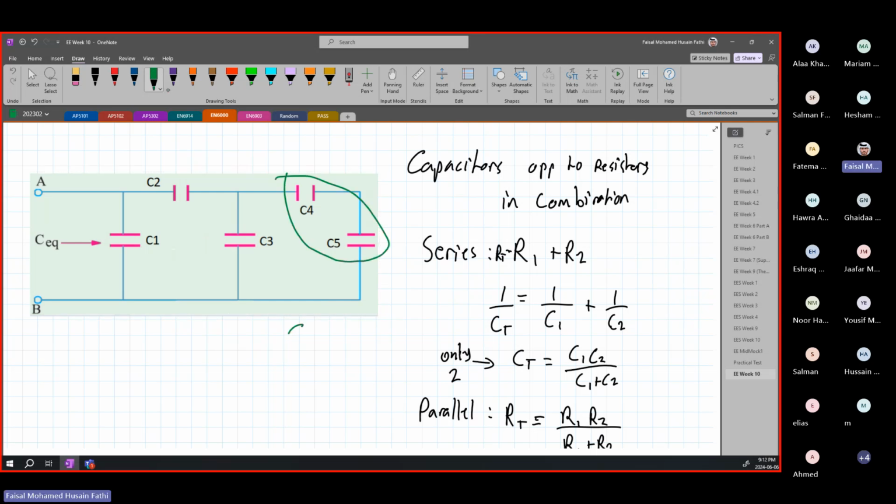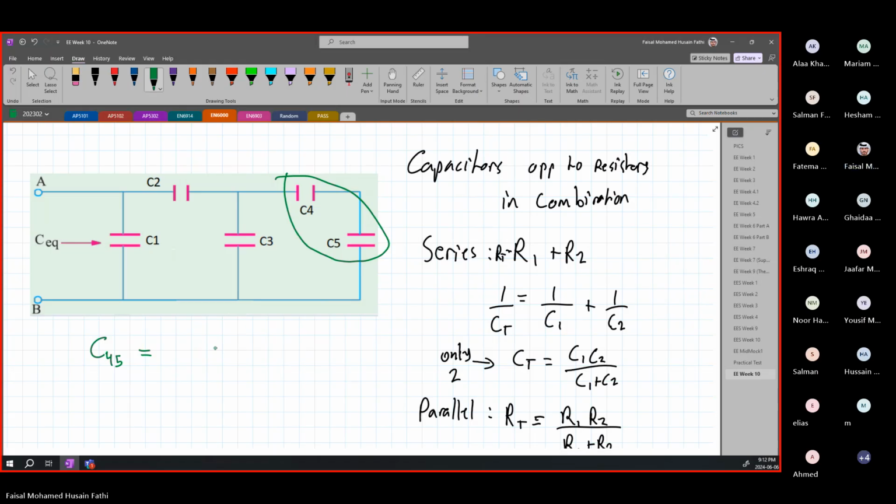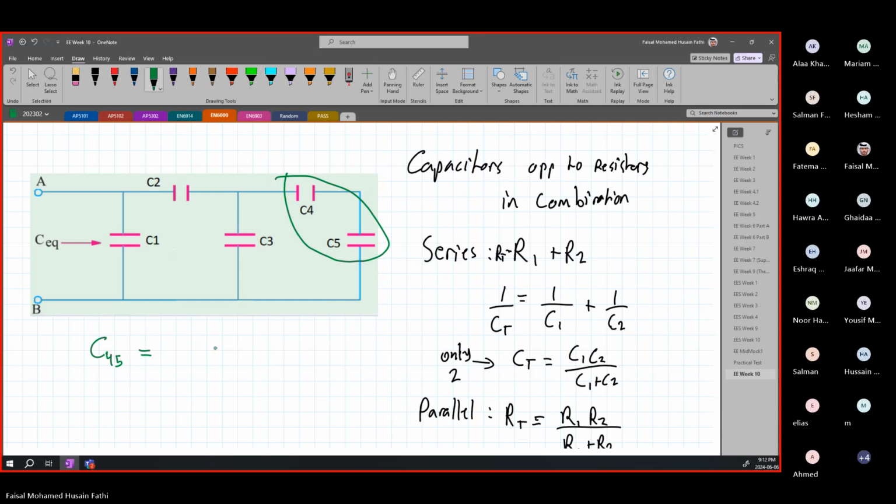So if we want to reduce this, this first one over here is going to be C45. C45 is equal to, are these in series or parallel? You guys tell me. At this point, you guys need to know if these two are connected in series or in parallel. Remember the rule of connections.